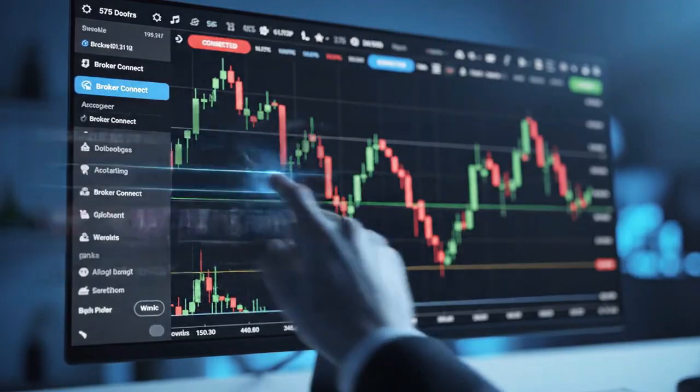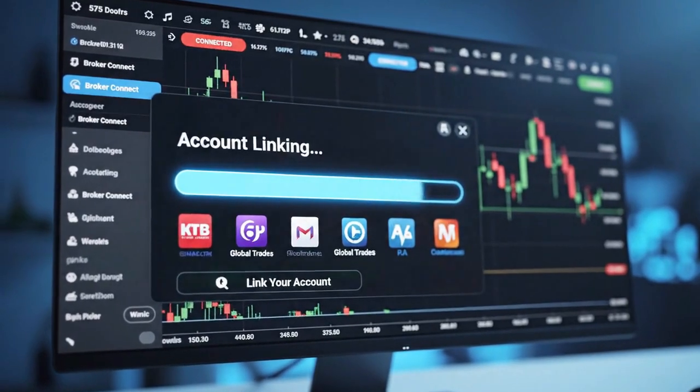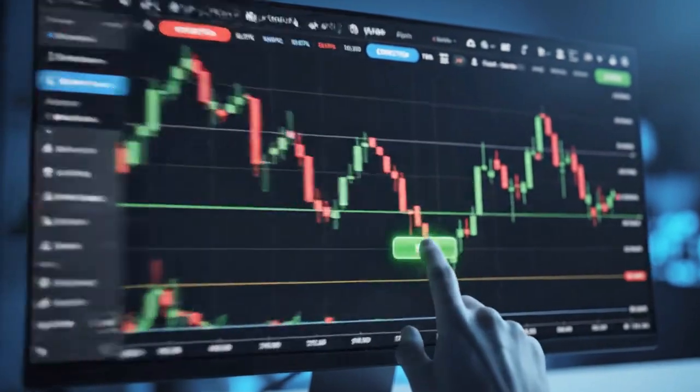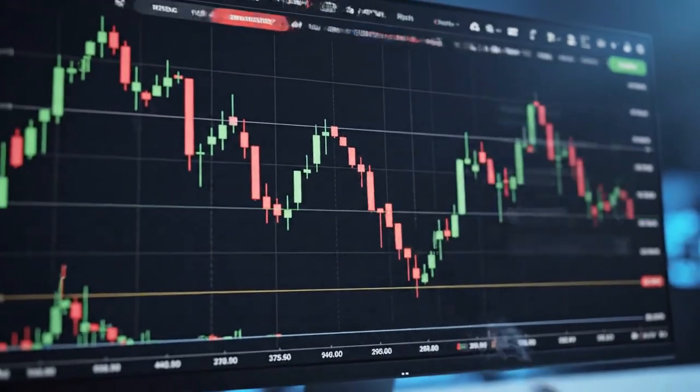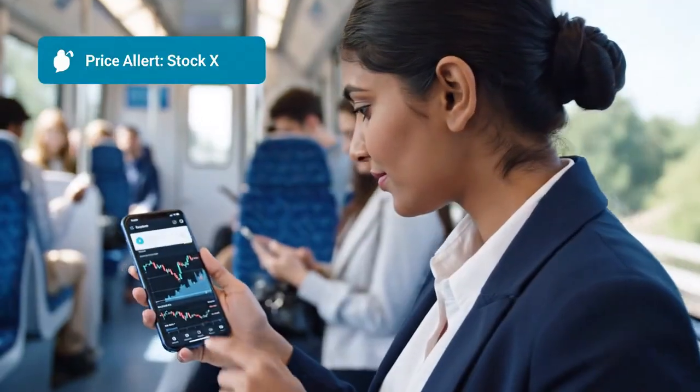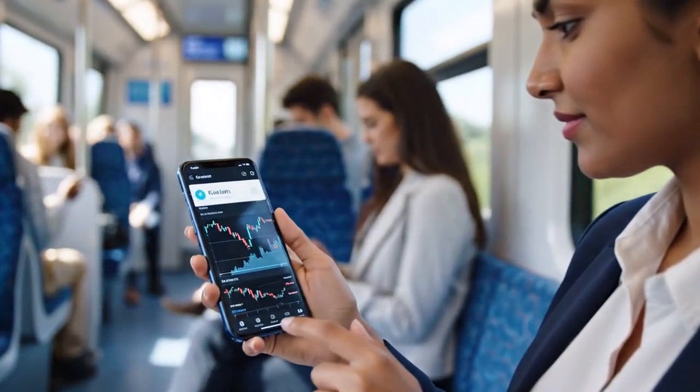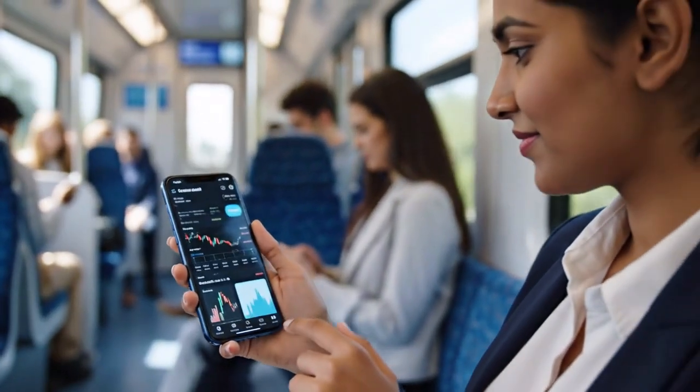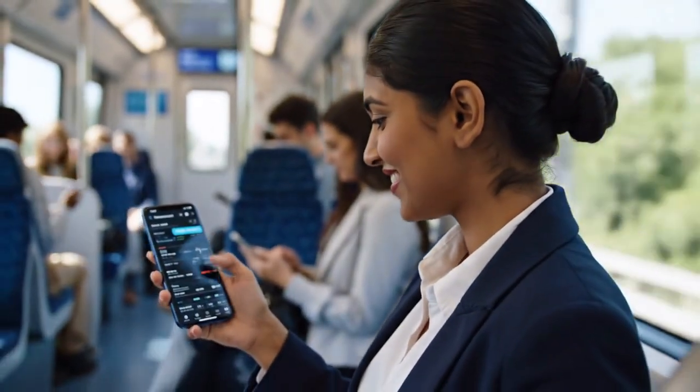Link your broker. Trade straight from the chart. No extra windows, no friction in trade execution. On the move, your charts, alerts, and layouts sync across desktop and mobile, so you never miss a beat.